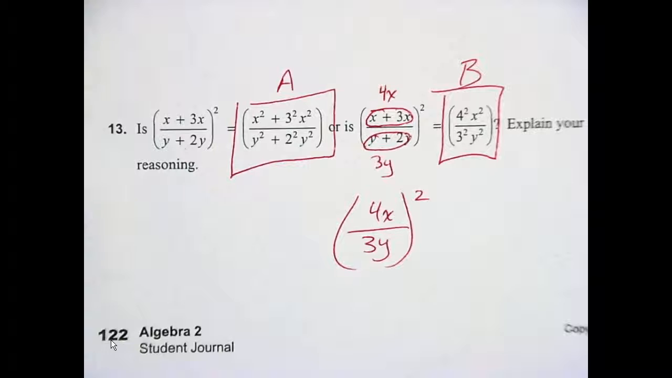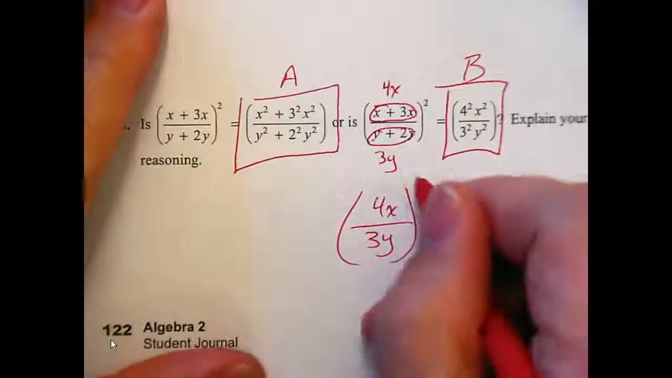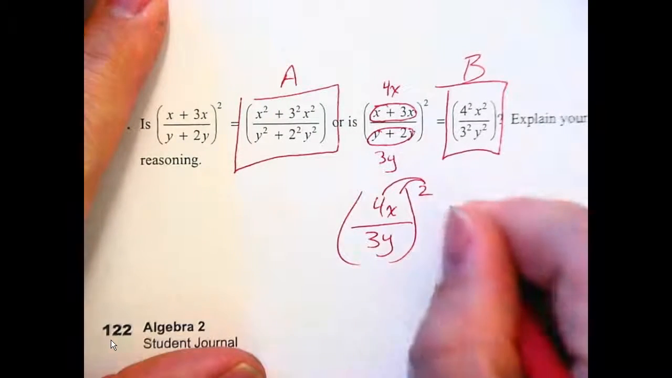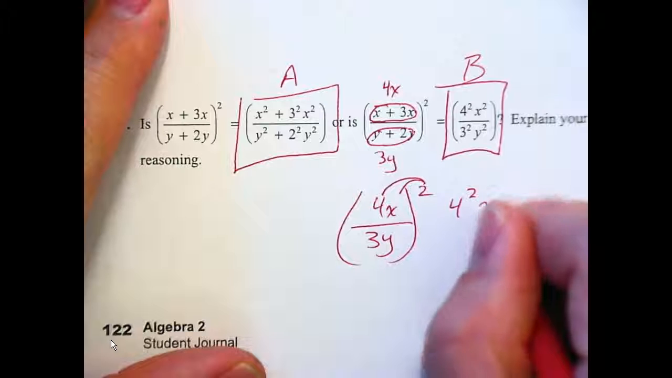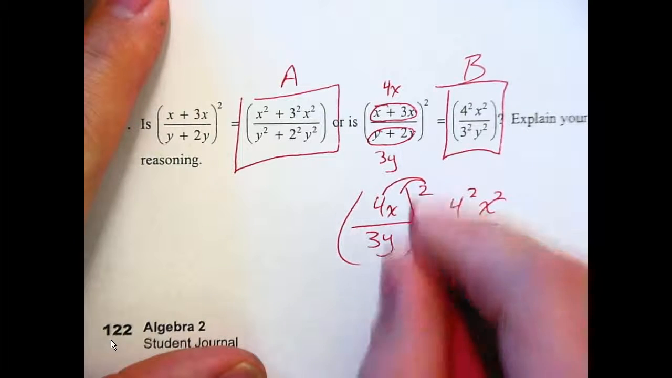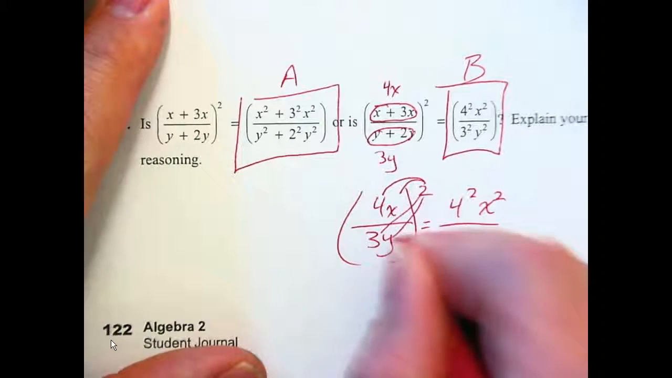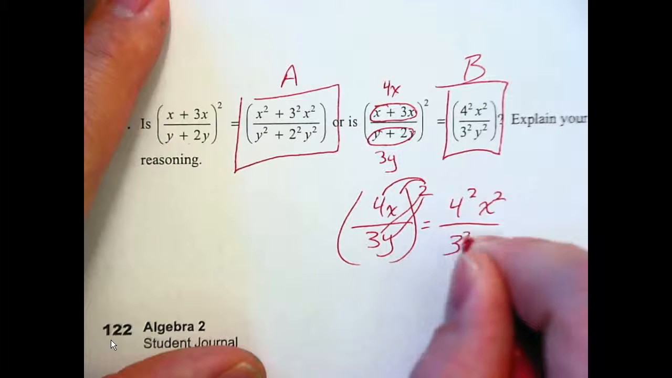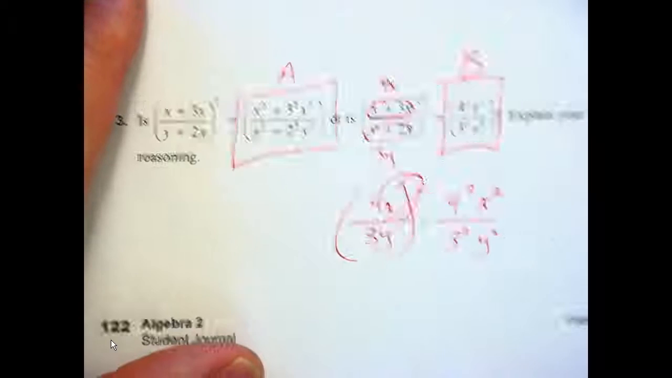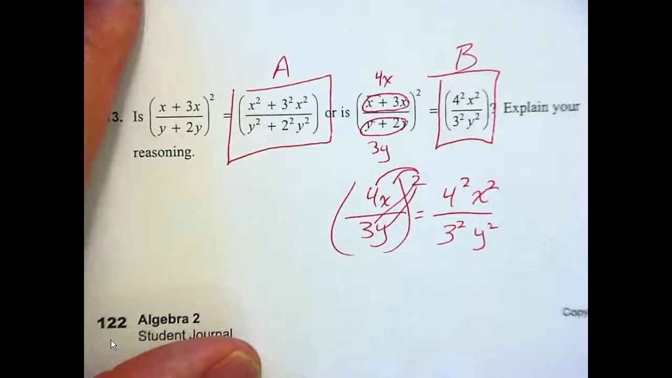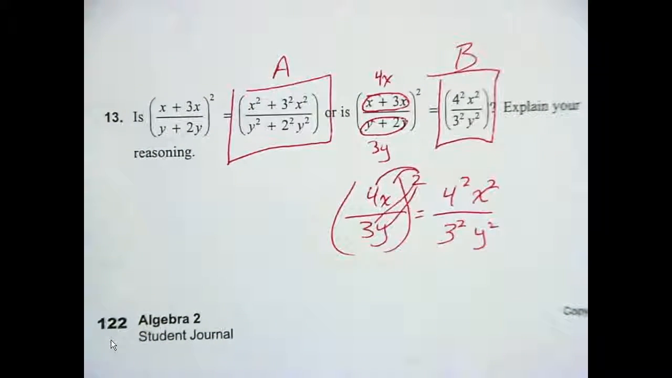Anyone want to change from A to B or B to A? How many say A now? How many say B? B. It is B. Yes, you're squaring both parts. You've got to distribute that 2 to all parts there. There we've got it. Okay, any questions?